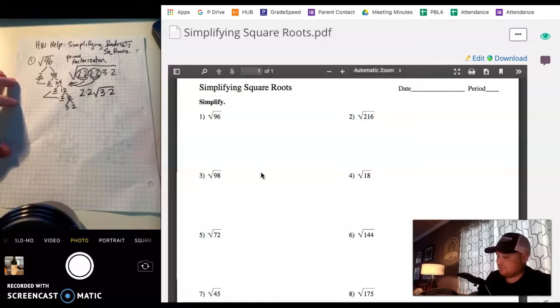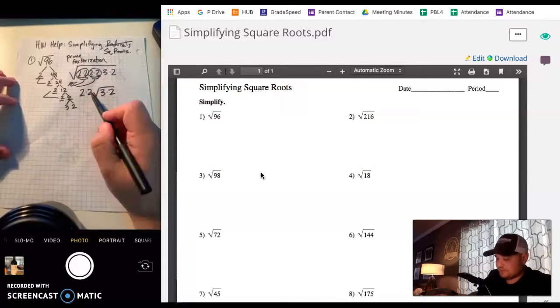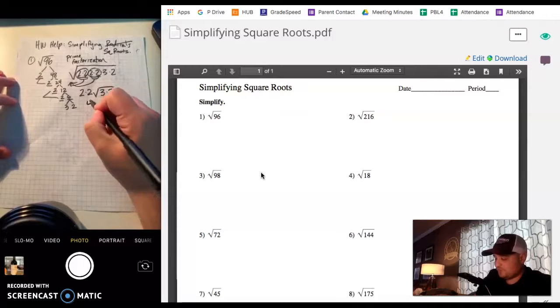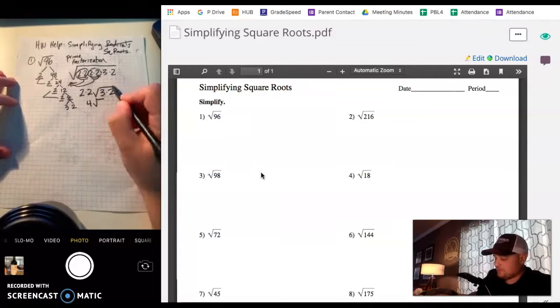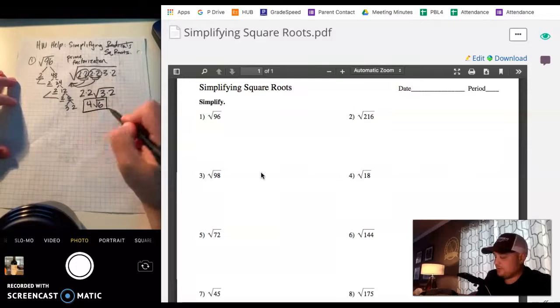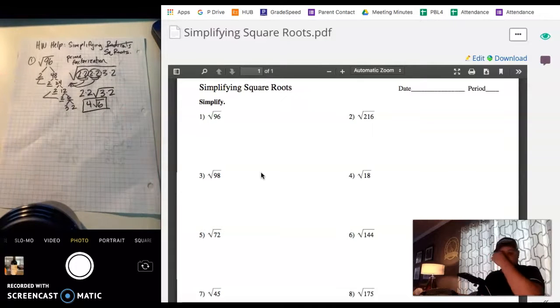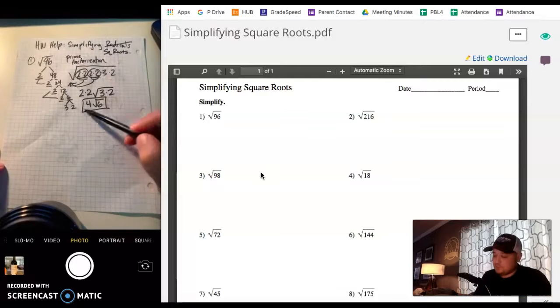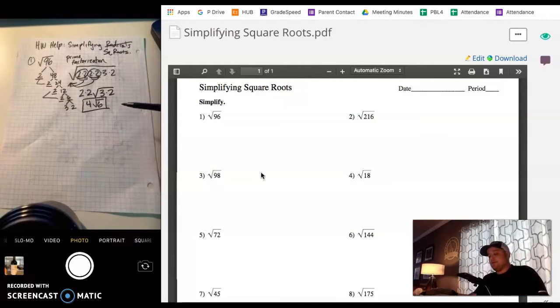All right. Now, to finish this problem, let's just make this look nicer. We know that 2 times 2 is 4, and we know that 3 times 2 is 6. All right, so this is our answer right here, 4 times the square root of 6. That is our best answer. We pulled out as much as we could, and we left in what we couldn't.